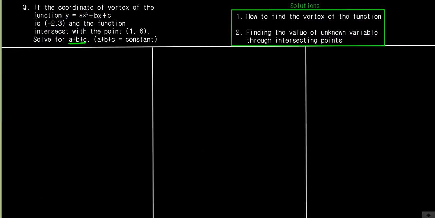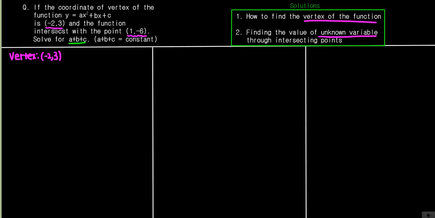Before we solve this question, let's think about our solutions. At first, we need to think about how to use the vertex of the function. The question mentioned that the vertex of the function is equal to negative 2 comma 3. Secondly, we need to find the values of the unknown variables a, b, and c through our intersecting point, which is 1 comma negative 6. At first, we know the vertex of this function is negative 2 comma 3.